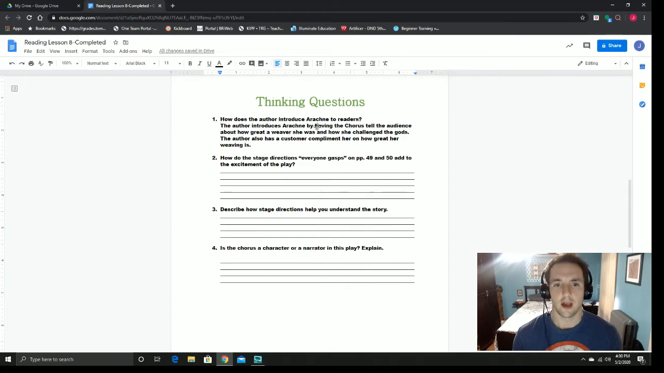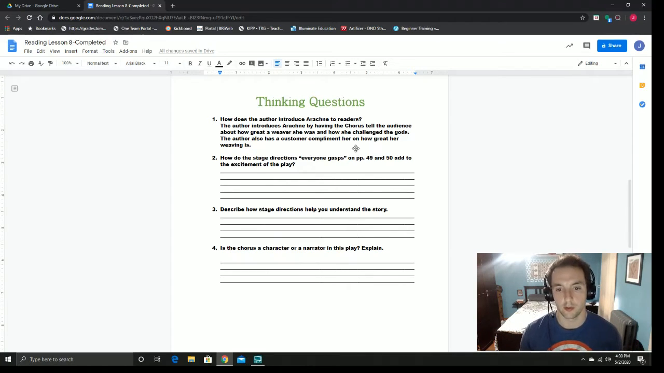Good. Second question says, how do the stage directions everyone gasps on page 49 and 50 add to the excitement of the play? So just as a reminder, the stage directions are the words that are in parentheses. I'll show them when we go over it, that tell the actors what to do, how to act.